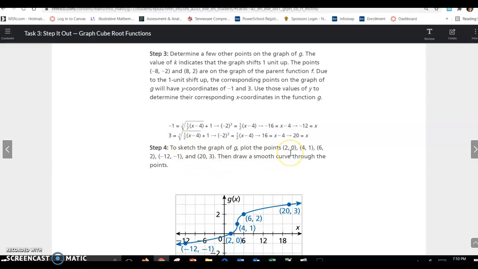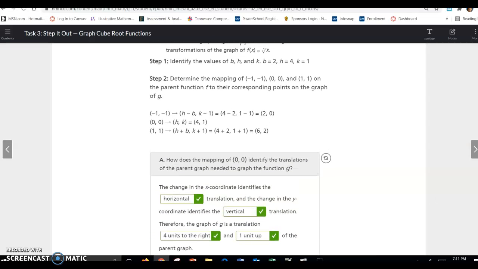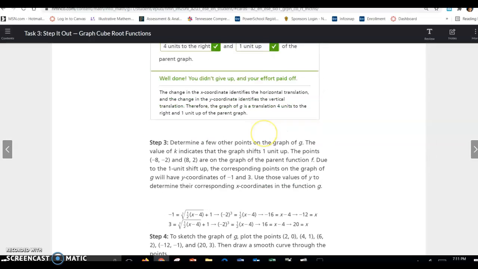So we already found the first 3 points. We found the first 3 that were given to us using these right here. So we found (-1, -1) maps to (2, 0). We found (0, 0) maps to (4, 1). And we found (1, 1) maps to (6, 2).